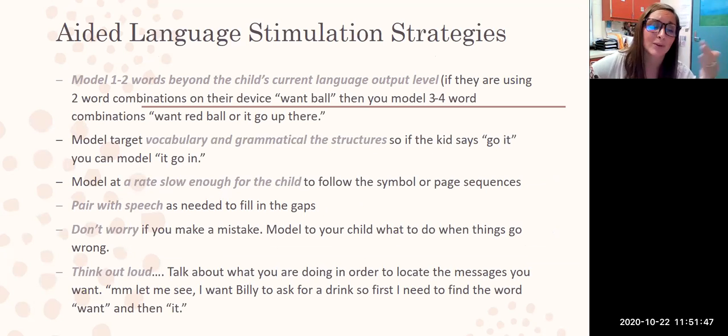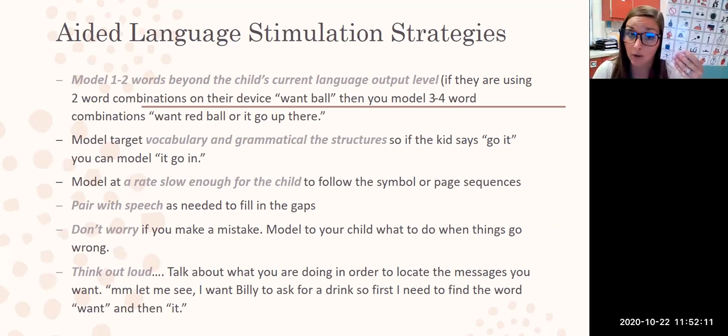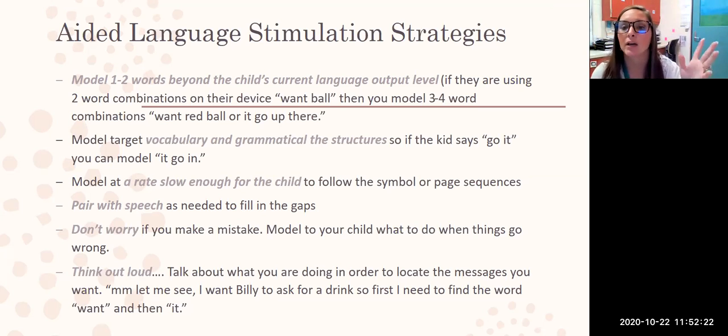This is that next step. Once you've been modeling for a little bit, you've got a feel for it, you know a little bit of what's going on. This is your next step. So you're going to model 1 to 2 words beyond their current language output. So if they're giving you 1 word, you give them 2 or 3. For example, if they say on their device, want ball or want it, then you can model want red ball, maybe if they have colors, or it go up there. So you're showing them what else they could say, giving them that extra feedback, showing them what they could do.